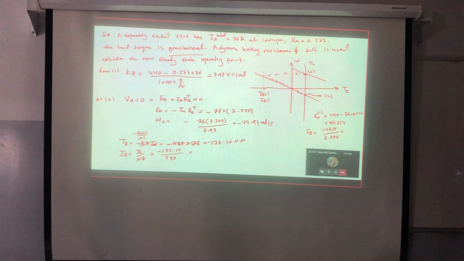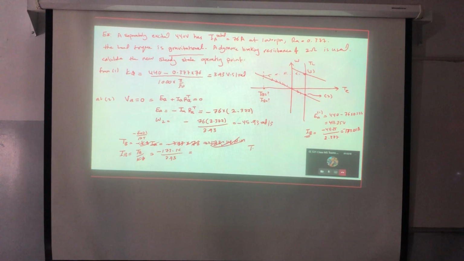0.05. So I calculated here the current, right? 173.05, minus ampere, right? The same result came out. So the torque will equal what? So this one is not correct. Right? It's the same. This is I brake.